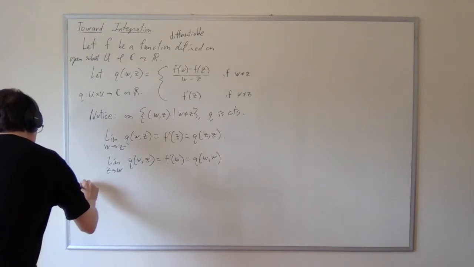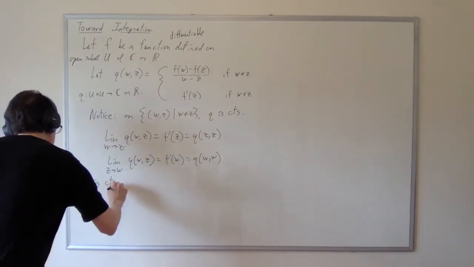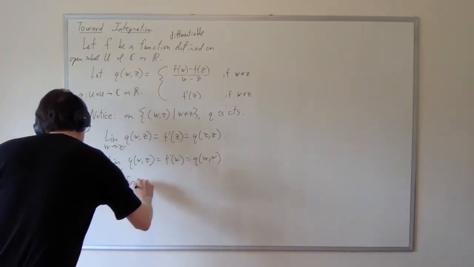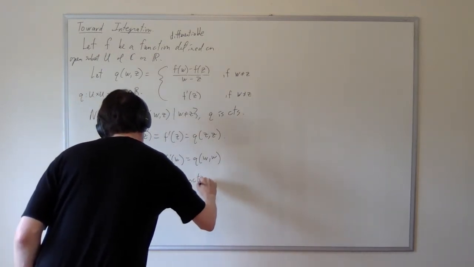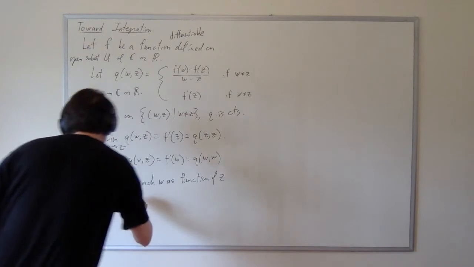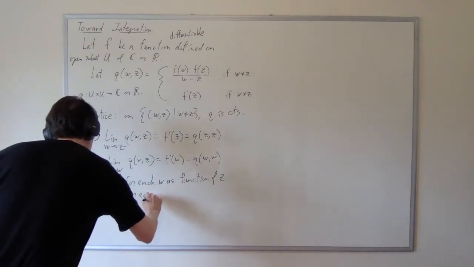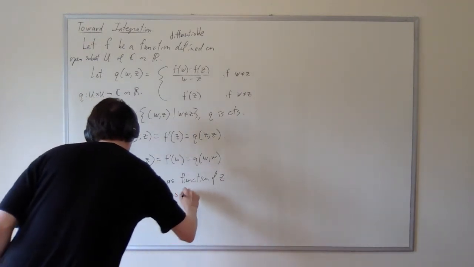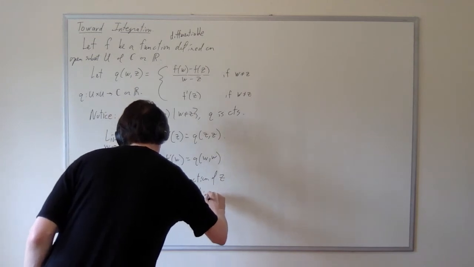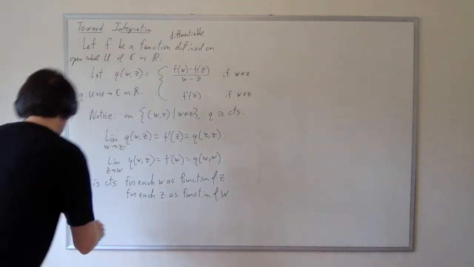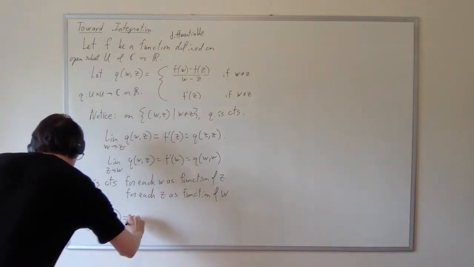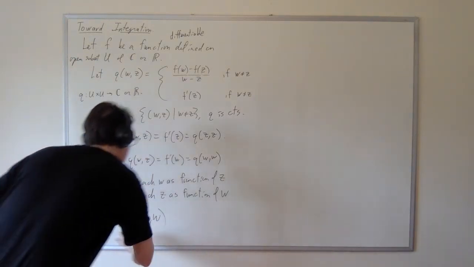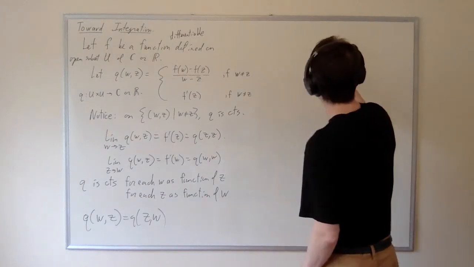So what we have here is that q is continuous for each w as a function of z. And it's continuous for each z as a function of w. And furthermore, I should point out that q is symmetric. Q of wz equals q of zw. Now, why doesn't that entail continuity?